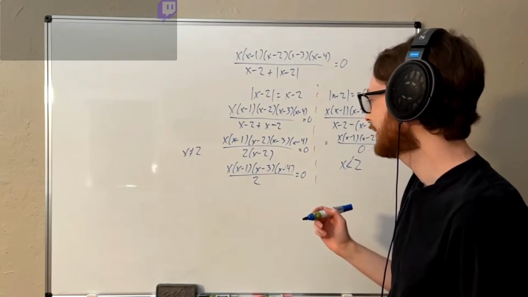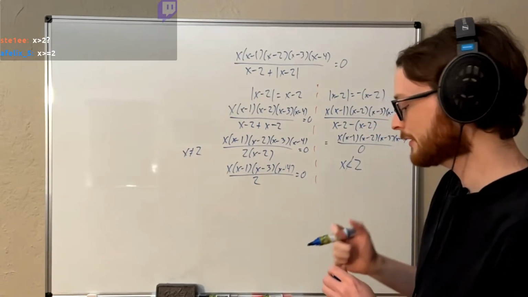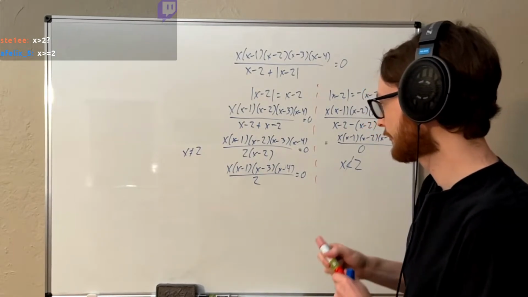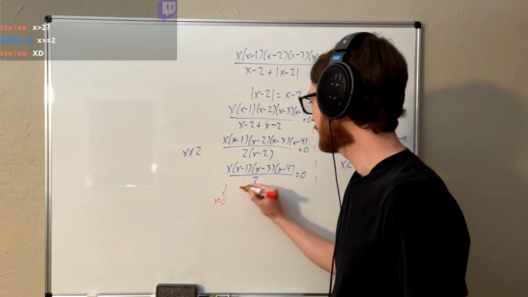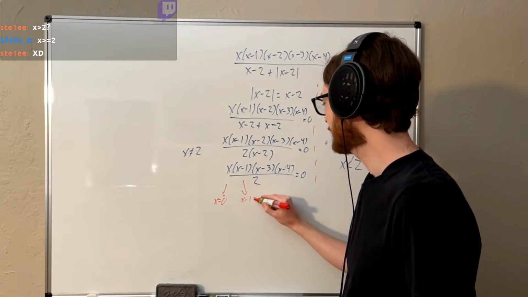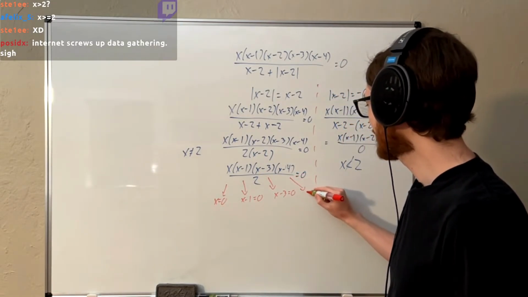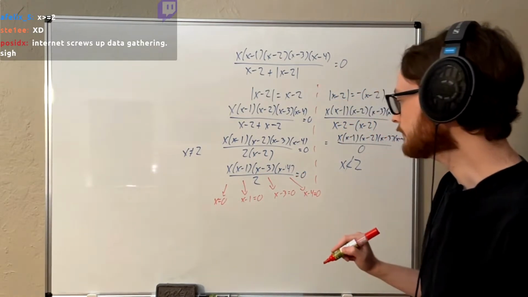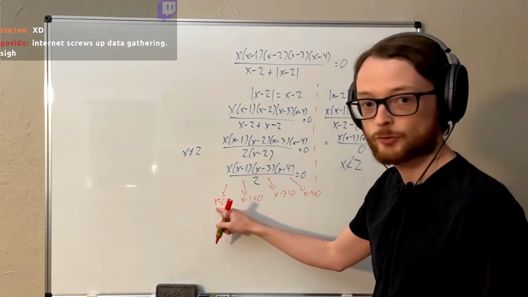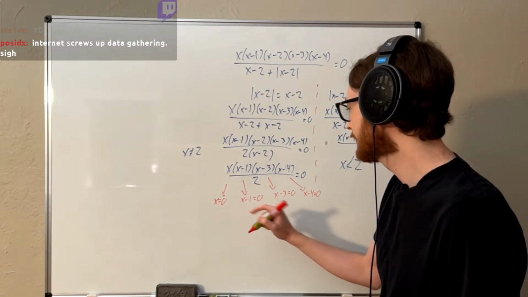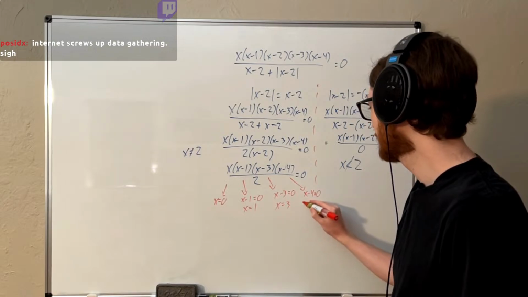So now what would happen is this over 2 is just a constant coefficient. We can break this out into 4 different problems. We can take x equals 0, x minus 1 equals 0, x minus 3 equals 0, and x minus 4 equals 0. So immediately there's one potential solution which we need to check with x equals 0. We have a potential solution with x equals 1, x equals 3, and x equals 4.